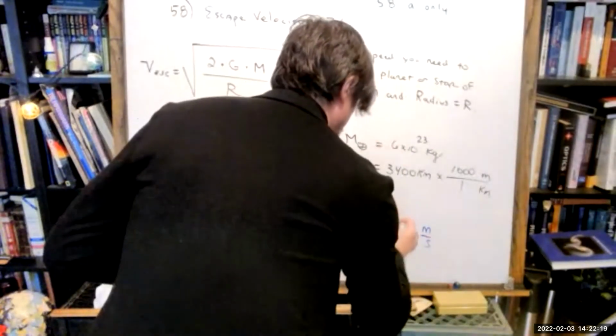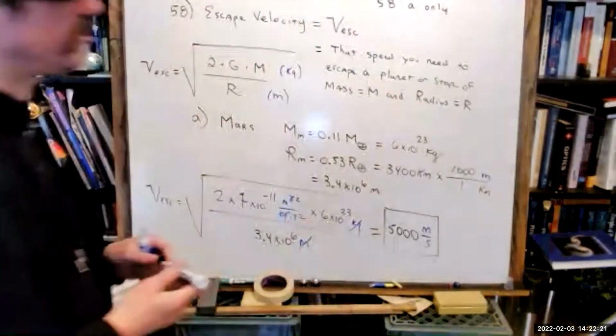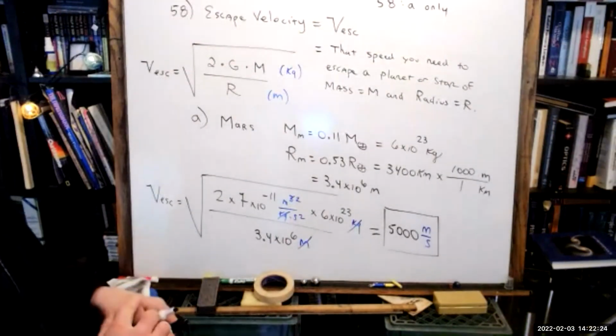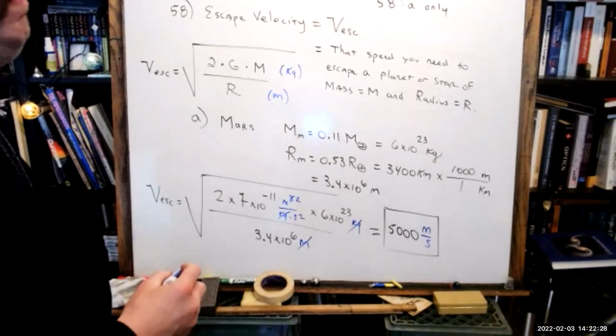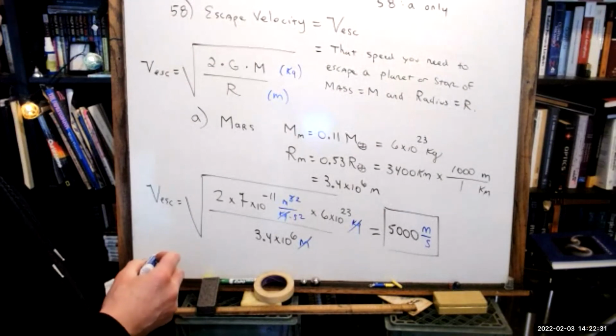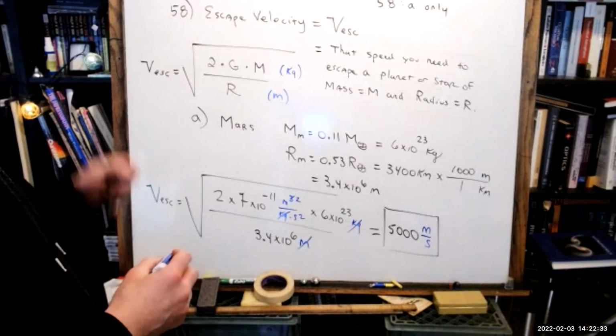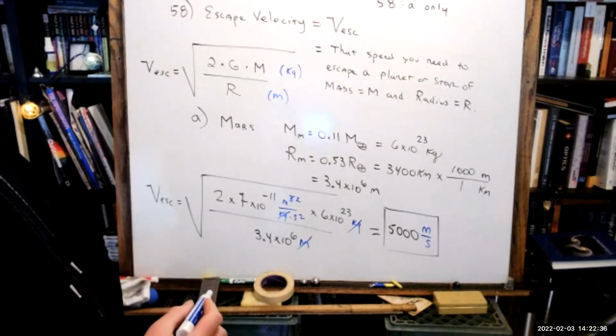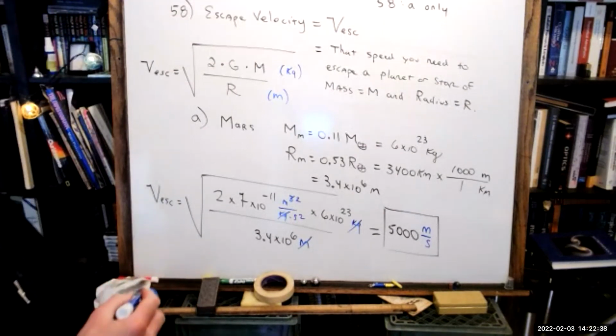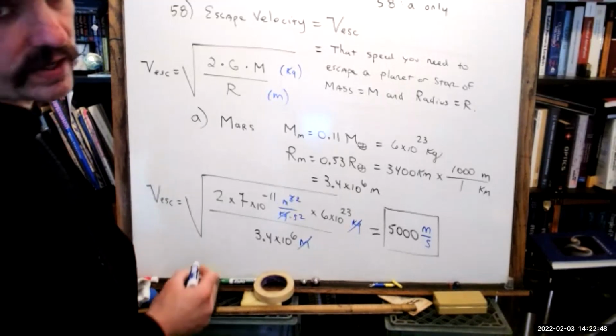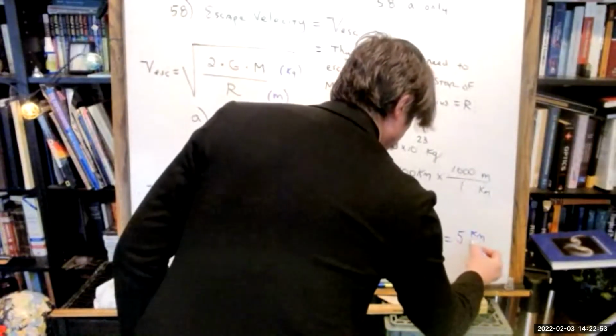Now, it's customary to convert this to kilometers per second. Anyone think they could do a quick conversion to kilometers per second? How many meters per kilometer? Thousand. That makes this 5 kilometers per second.